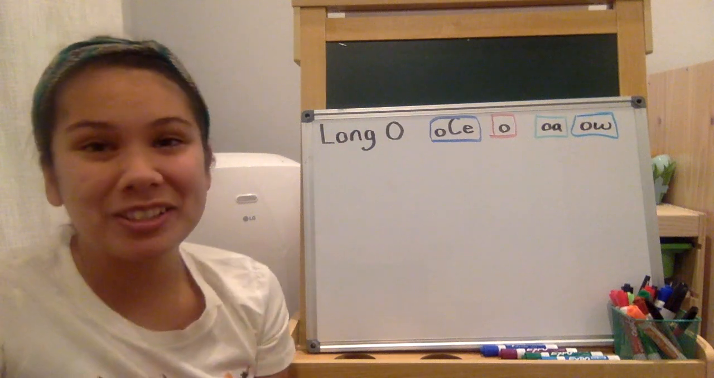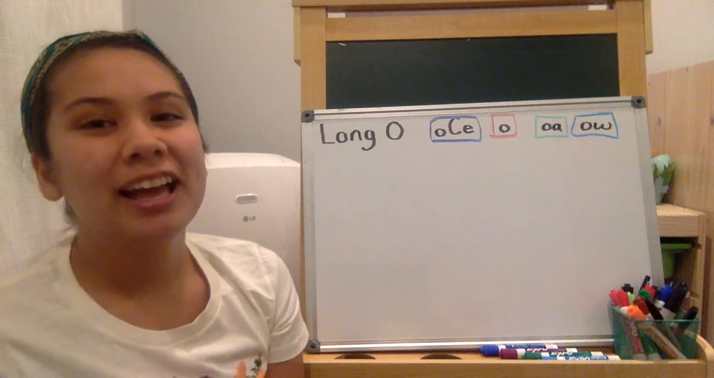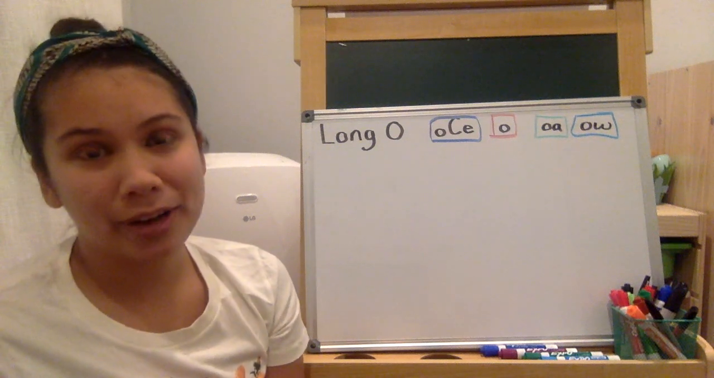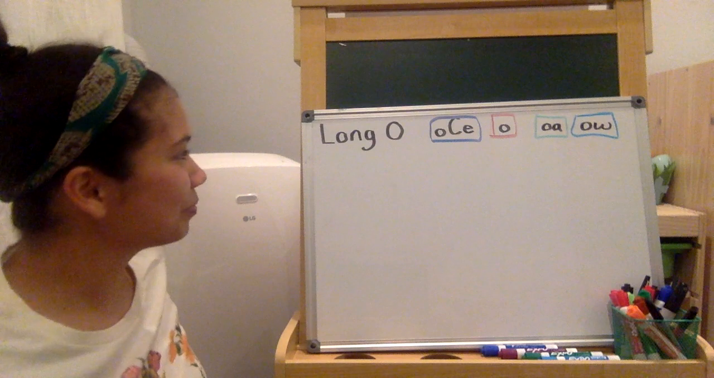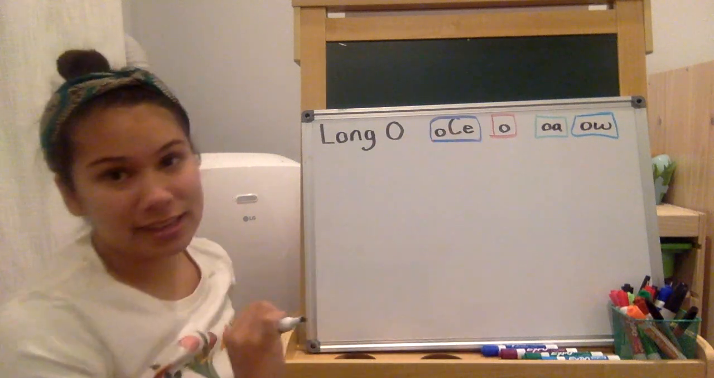Go ahead and grab your materials. If you've got your whiteboard, you can grab your whiteboard and your whiteboard marker. And if you don't have a whiteboard, just grab a paper and something to write with. So we're going to start with O consonant E.